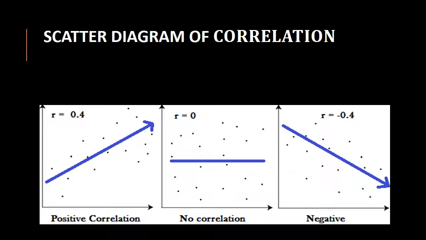When all points lie on a straight line rising from the lower left hand corner to the right hand corner, there is perfect positive correlation, and when all points lie on a straight line falling from the upper left hand corner to the right hand corner, there is perfect negative correlation between two variables. And when all points are plotted in a scattered manner with no definite trend, that is an absence of correlation. That is, there is no correlation between the variables.